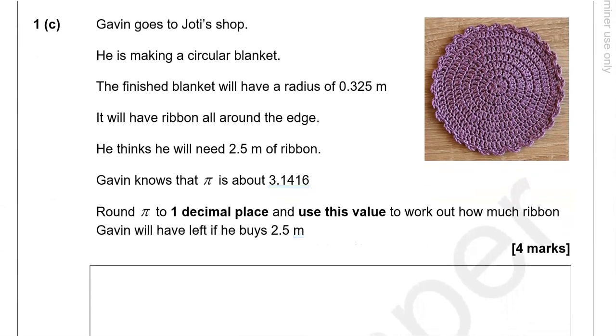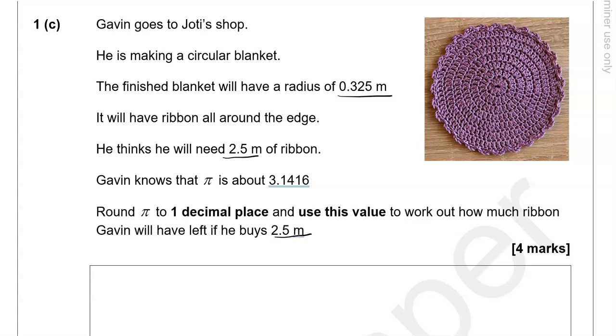Gavin goes to Jyoti's shop. He's making a circular blanket. The finished blanket will have a radius of 0.325 meters. It will have ribbon all around the edge. He thinks he will need 2.5 meters of ribbon. Gavin knows that pi is about 3.1416. Round pi to one decimal place and use this value to work out how much ribbon Gavin will have left if he buys 2.5 meters.